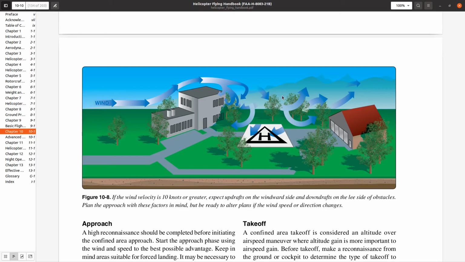So that's W. O, what are the obstacles? Are there any buildings, wires, trees, etc.? P, path in, path out, and that includes an escape path. If I have to abort, what's my abort plan? If I'm coming in and I'm like, nope, this isn't going to work. And then P, power. Do I have enough power to come in and do a hover? How do I know? Well, if you have enough power to do an out-of-ground-effect hover above your spot, you definitely have enough power to come in and land to a hover.